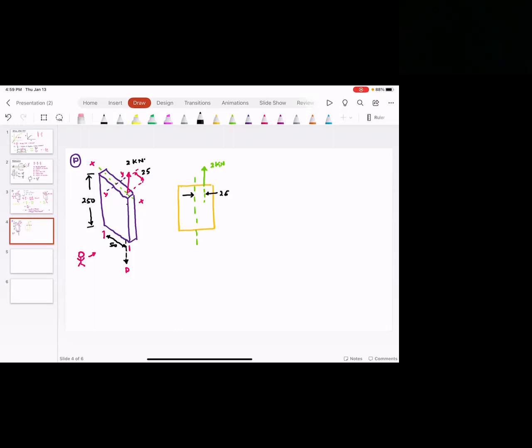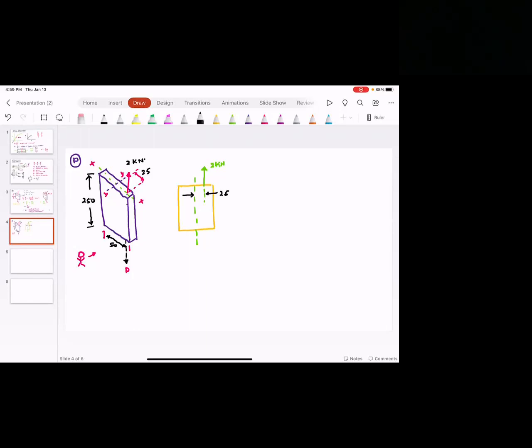Now what I want to do is use this information to find out the stresses. The important point here is, remember, whenever you want to translate a load, you are going to get a translated force and a moment. And I want you to understand this, it is a very important aspect.